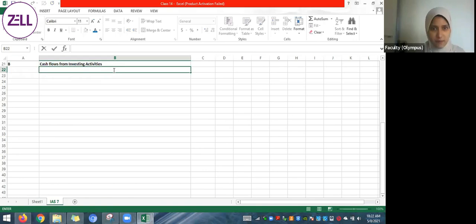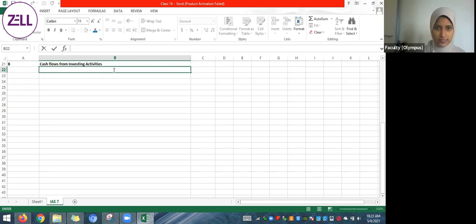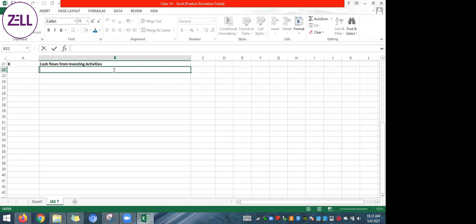When you say purchase, the sale also comes here. So purchase of an NCA, sale of an NCA. Now think and tell me, purchase of an NCA from my cash point of view, is it good or bad? Bad, because your cash is going. So purchase will be less. And what about sale of NCA? Good from cash point of view, so add.